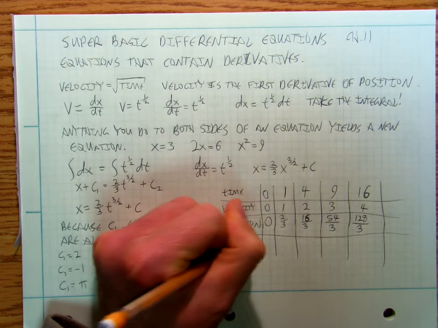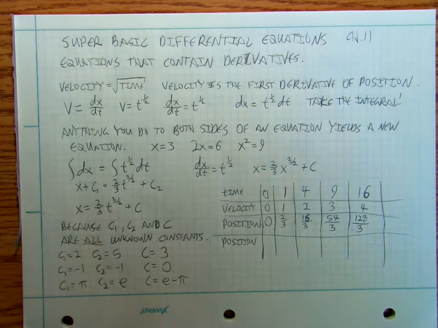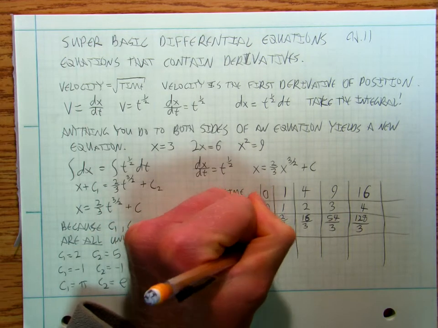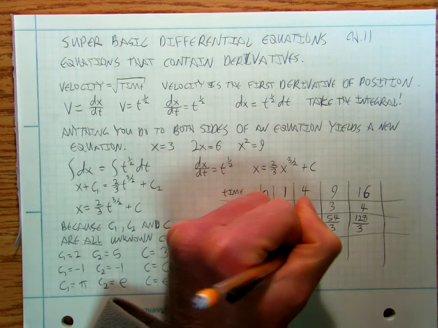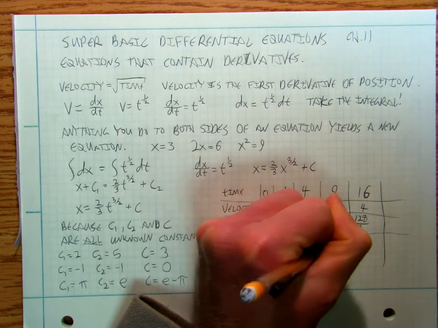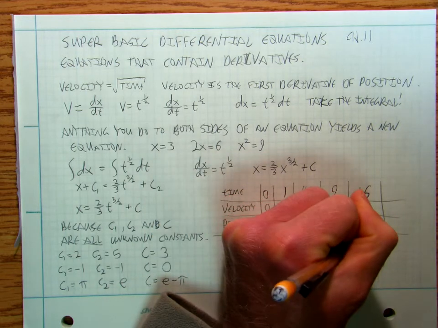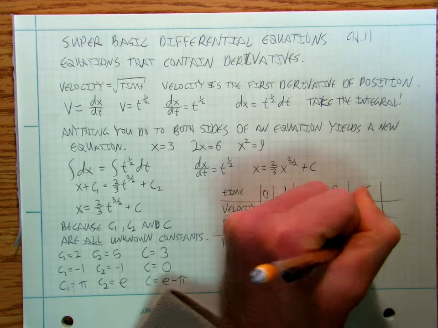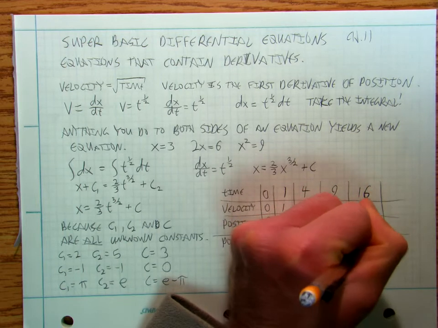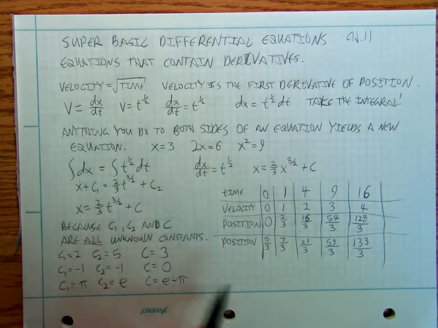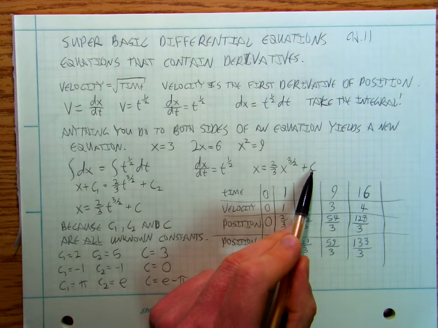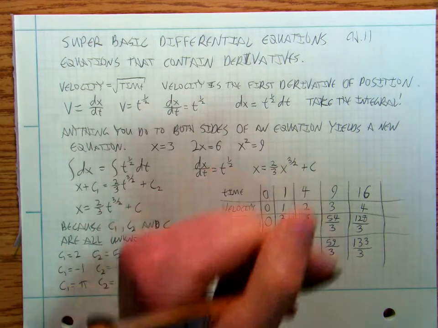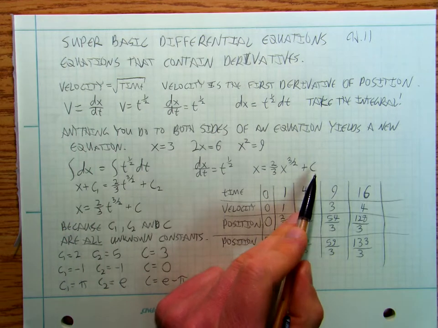Another possibility for my position would be 5, 17/3, 20, 59/3, and 133/3. That's also a possibility, because of that plus C.